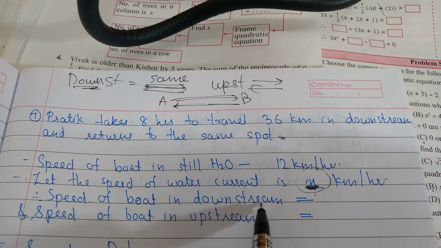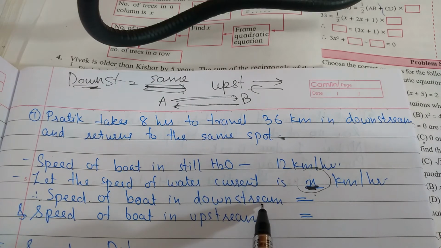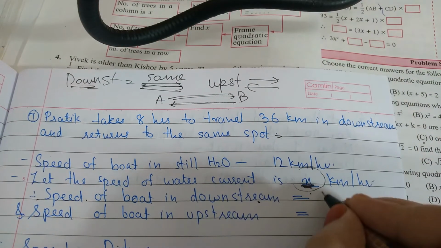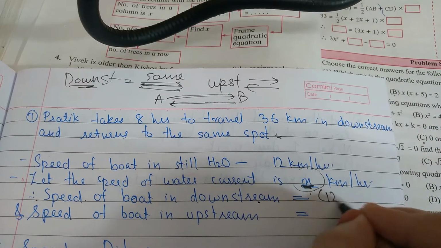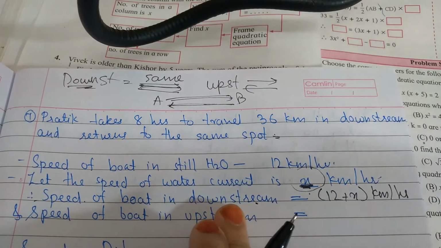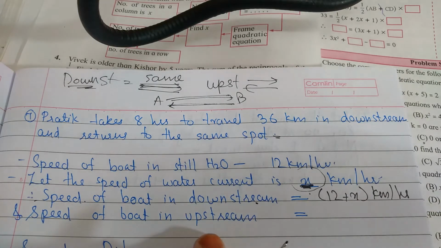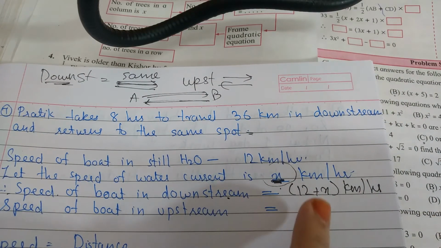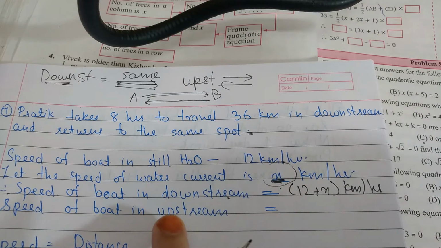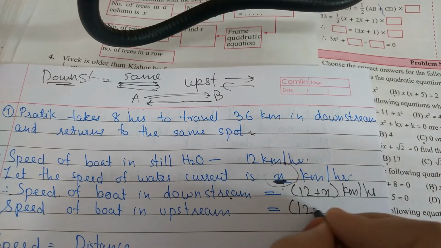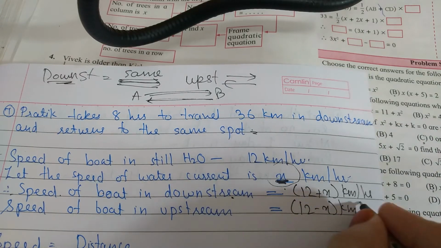Therefore the speed of the boat downstream, which is in the same direction, will be 12 plus x kilometers per hour. Now downstream is there, that means we have to calculate upstream also. If downstream it is 12 plus x, then upstream, which is in the opposite direction, will be 12 minus x kilometers per hour.